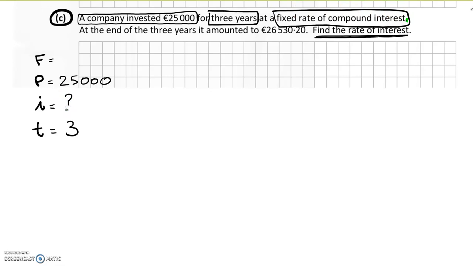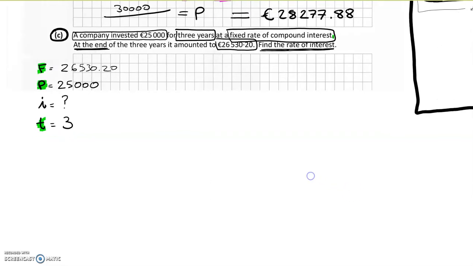We don't know what it is. At the end of the 3 years, so the final amount was 26,530 euro and 20 cent. So this is all the information that we have. We have F, we have P, we have T. We just don't have the I. That's why what we're looking at here are questions where we're missing the I. Now, what method shall we use to do this?